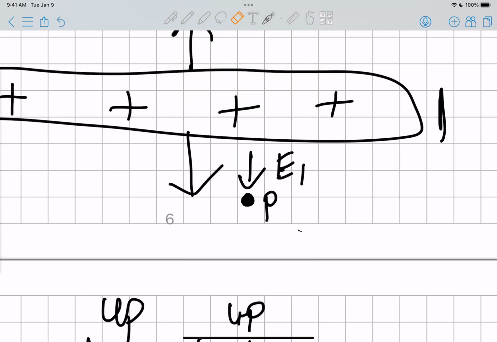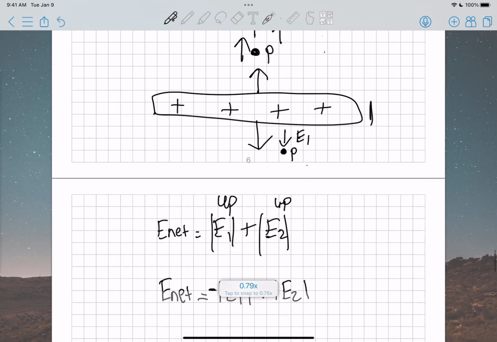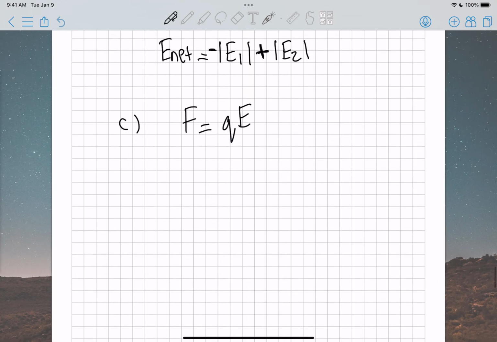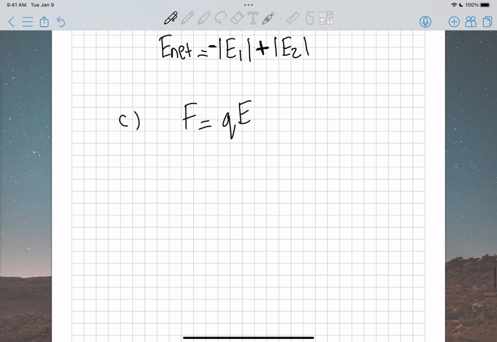You have to figure out your E net to be able to figure out the direction of your net force, or your electrostatic force. Because, like I said, if you have a very strong electric field due to that positive sheet, it could overwhelm the electric field due to the negative sheet, and the positive test charge could move downwards. But yeah.